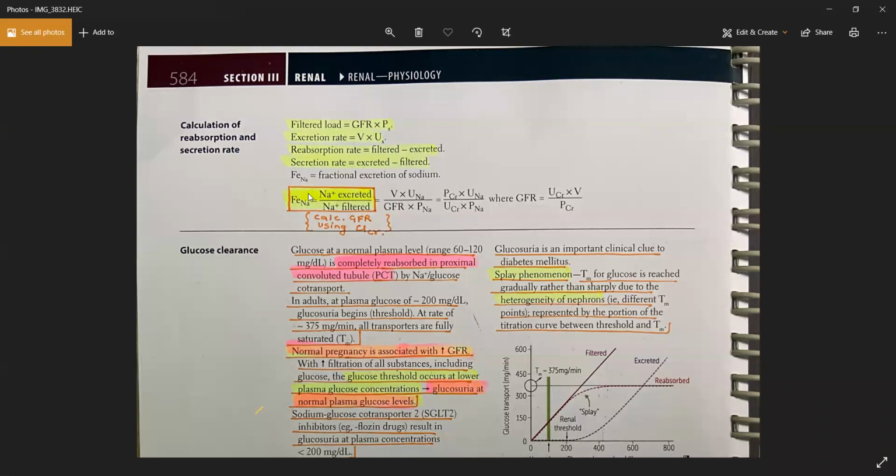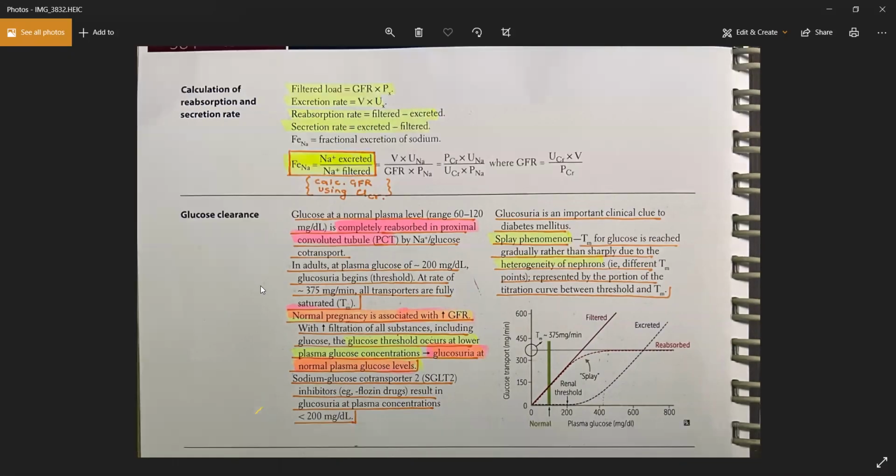Yes. So for that, you need to remember this equation, that it will be equal to the excretory rate of sodium divided by the filtration rate of sodium. Any doubt? Please ask. No, thank you.